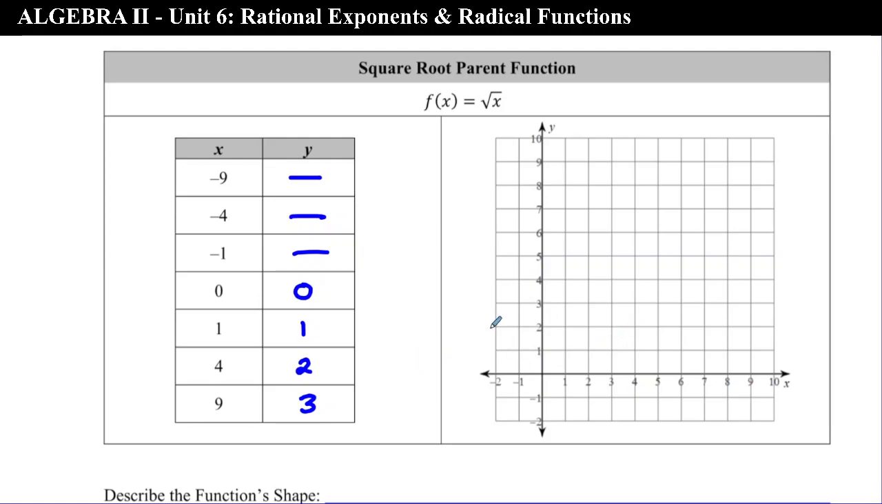So let's graph what we do have. We have 0, 0. We have 1, 1. We have 4, 2. And we have 9, 3. So if we graph those points and then draw our line through our graph, you see that we have something that looks like half of a parabola. If we were to extend on the other side of the axis, you would get the other half of your parabola.